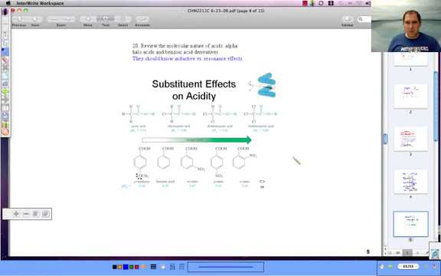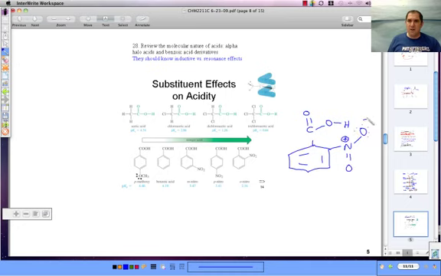So what we're saying here is if I draw my acid up here, remember the nitro group is here, and one of the oxygens on the nitro group, remember, is negatively charged. The nitro group has a positive on the nitrogen, negative on the oxygen. So this could actually have an effect in here, pulling that H off. And that's why you see the increase.